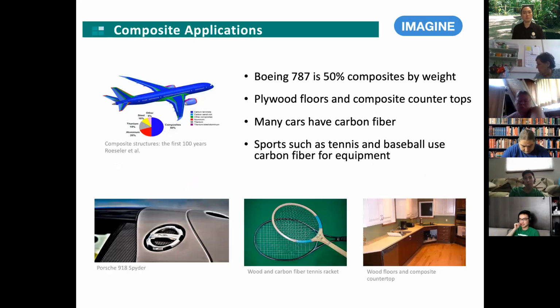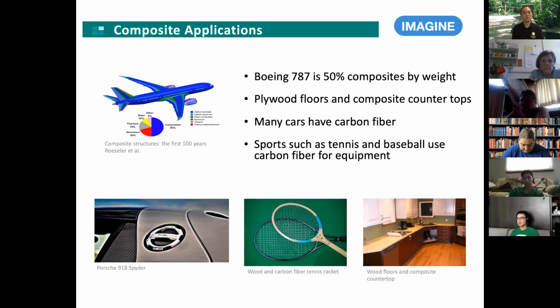Yeah. So here's some applications. There's the Boeing 787, which is 50% composites by weight. And there's other planes made up of a lot of composites. Like I think Airbus has one, and a lot of jets are made of composites now. And then another one would be plywood, which is wood, a biological composite.